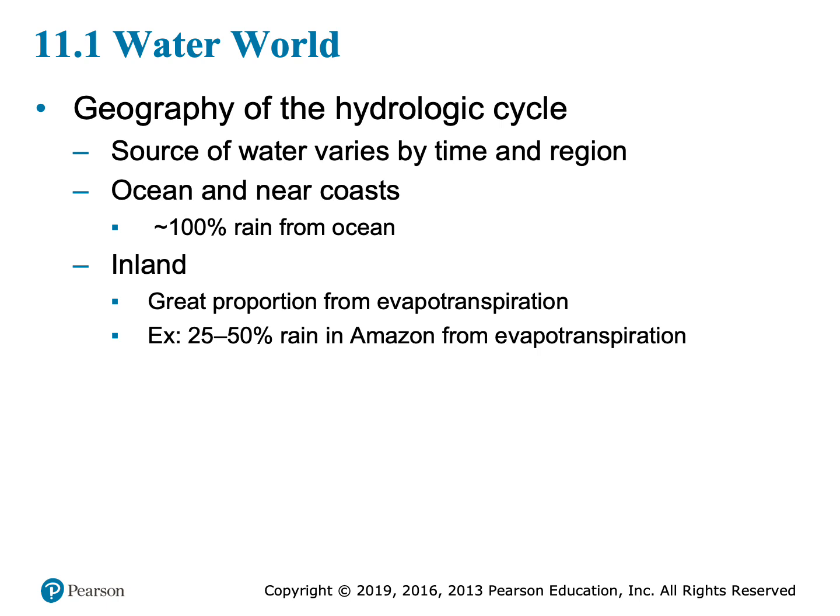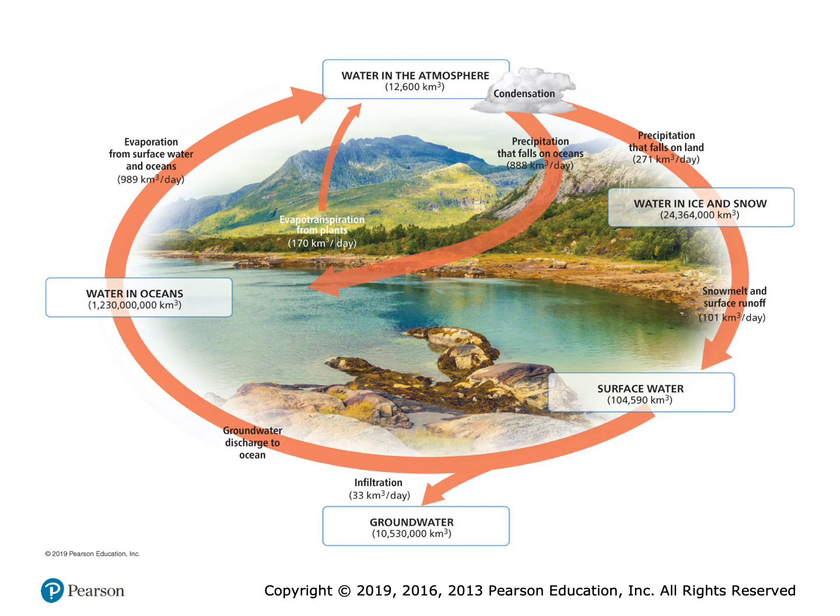The source of water varies by time and region. The oceans and near the coasts get roughly 100% of their rain from the ocean, and inland a great proportion comes from evapotranspiration. Especially in the Amazon, for example, 25 to 50% of the rain in the Amazon comes from evapotranspiration. You can see here on this slide how water in the atmosphere will condense and then fall to the earth. It'll fall on oceans, it can fall on ground as water and snow or ice.